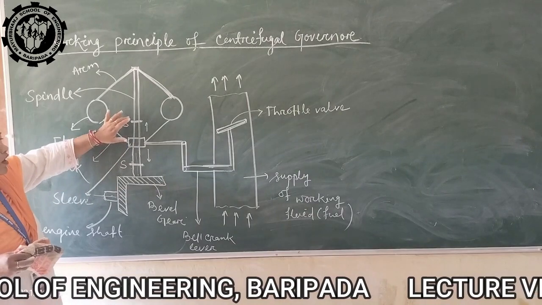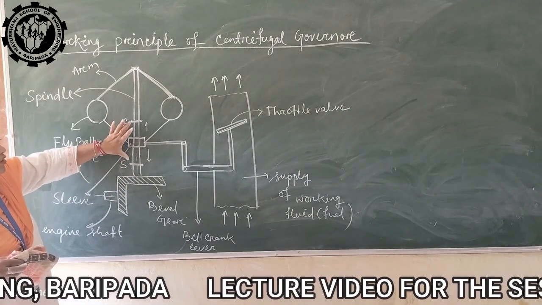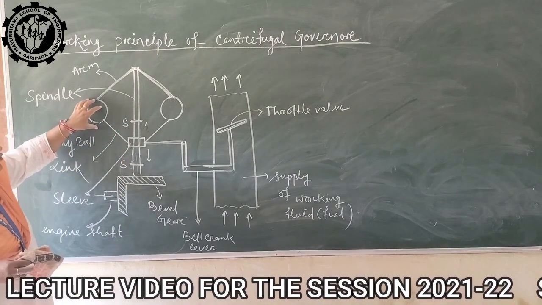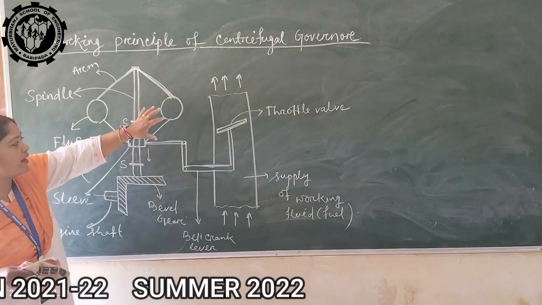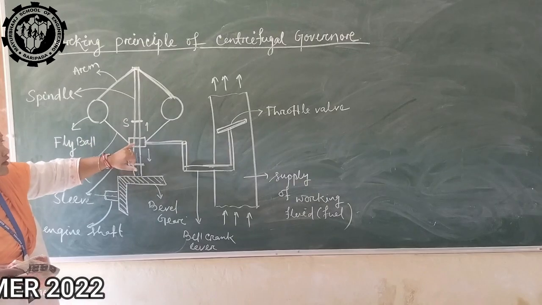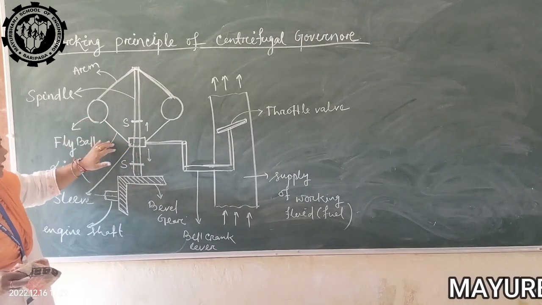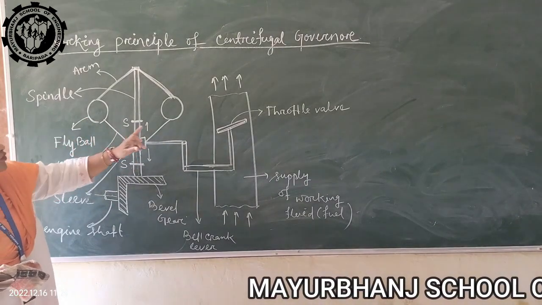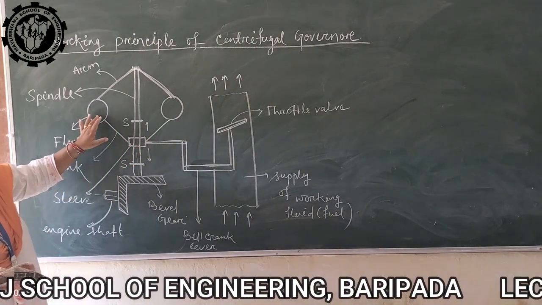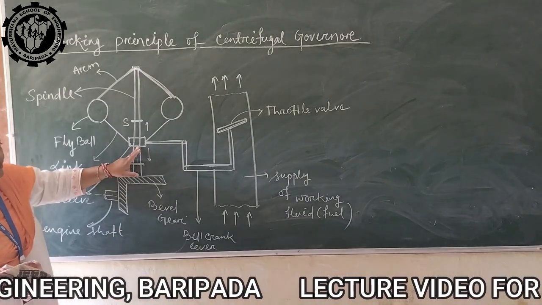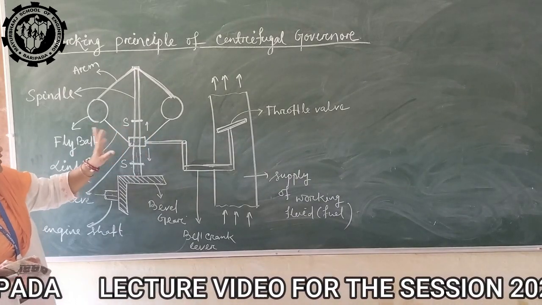The spindle moves up and down in between the two stops. The fly balls are connected with the sleeve. These are the two fly balls. The fly balls are connected with the sleeve by the help of links. These two rods are known as your links.